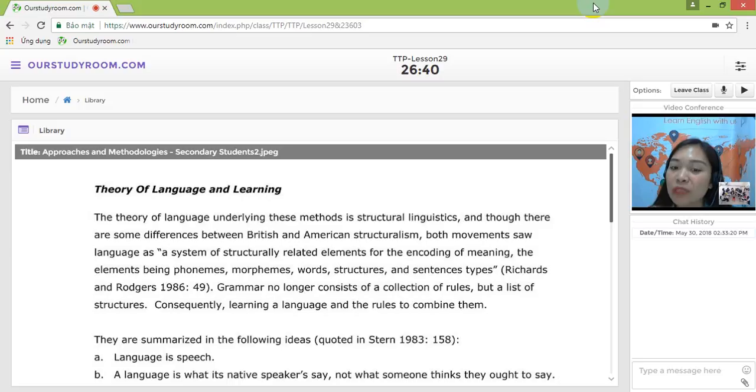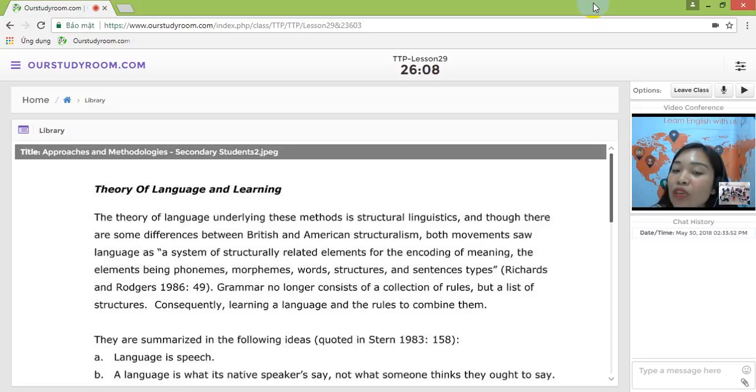Okay. So language is speech. When we say speech, that is communication. If you just speak, but the listener cannot understand what you're talking about, there is no language at all. Just speech, but no language. So language should be the combination of speech.